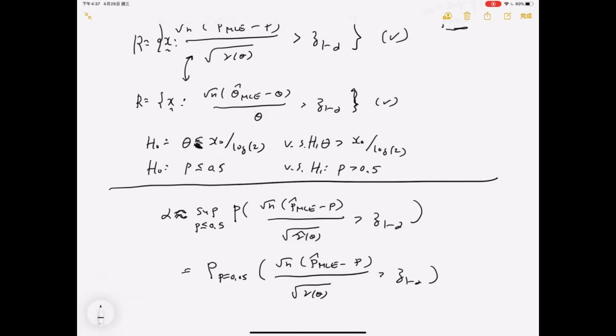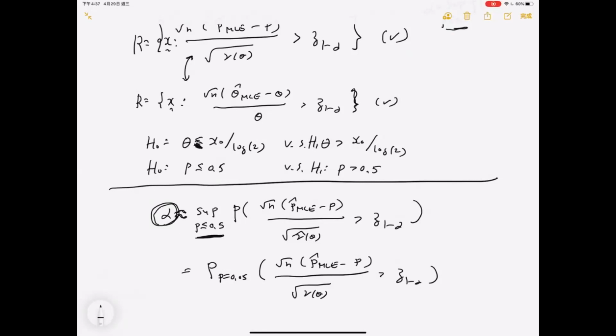Under the null hypothesis, the p is smaller than 0.5, not equal to. But you control for alpha. Yes. Controlling for alpha is you choosing the worst case. The worst case scenario is p equals 0.5.